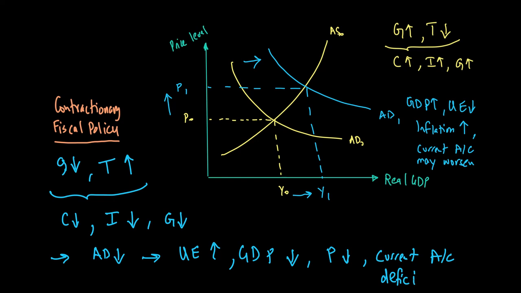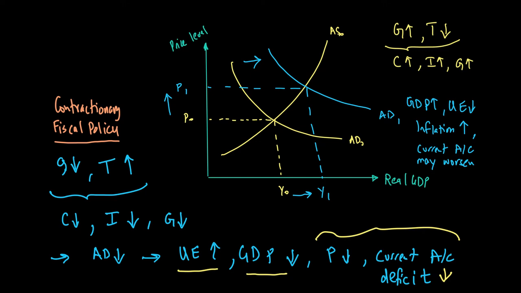So if the government wants to run what we call a contractionary fiscal policy, then it will lead to two goals being achieved. Number one is that inflation can be kept under control, and number two, the current account deficit may fall, but that also will be at the expense of rising unemployment and falling GDP.